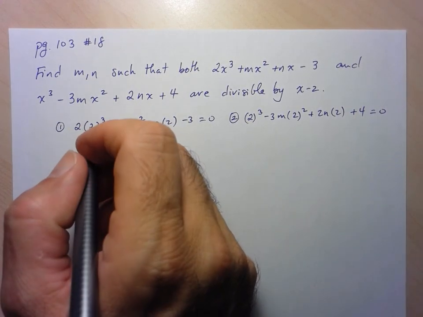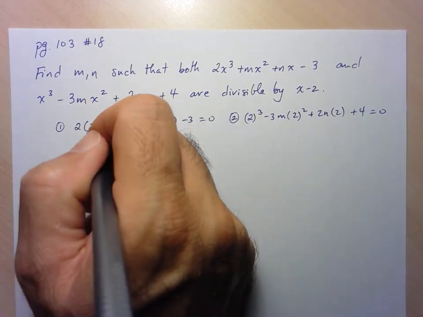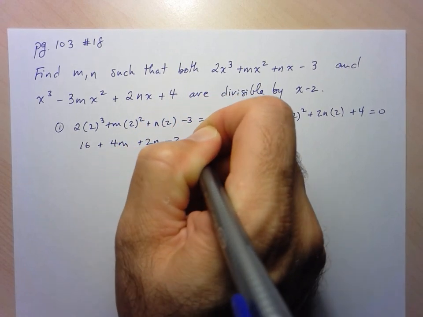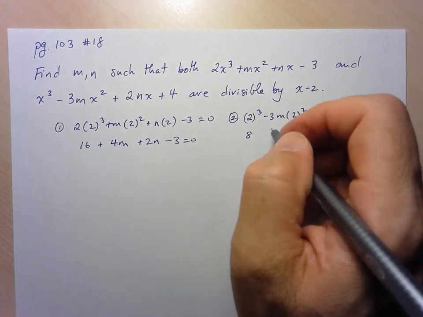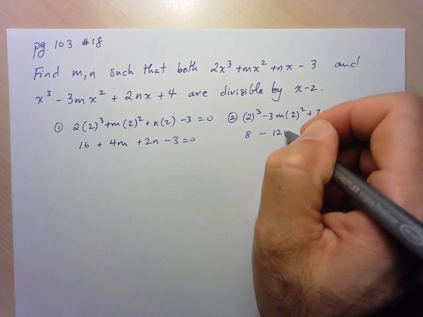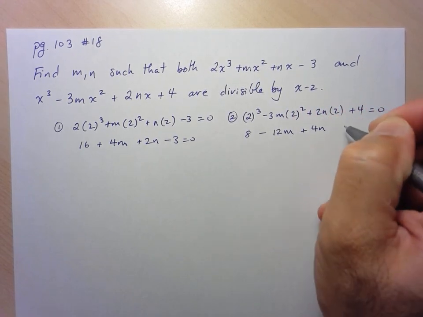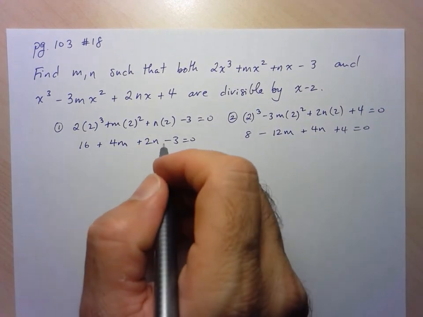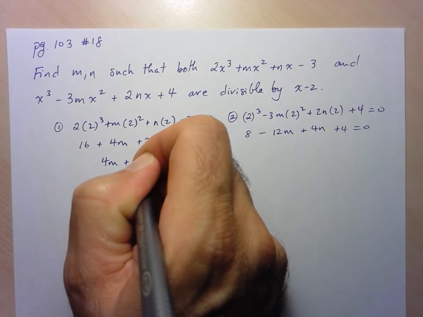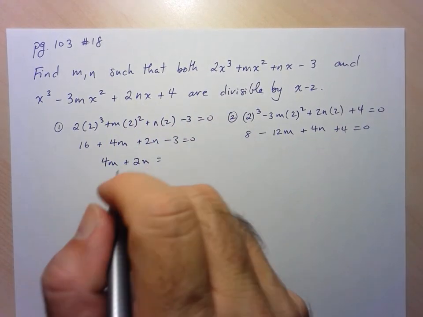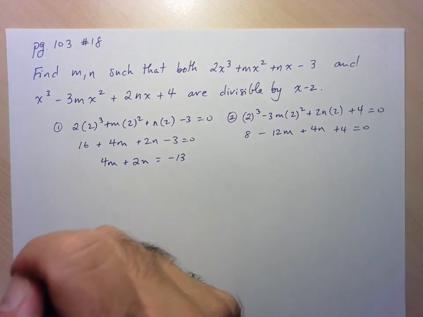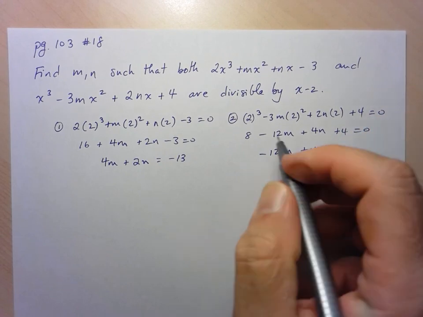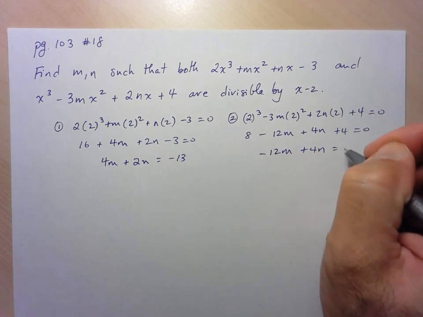Okay, so here what do we have? We have 8 times 2 is 16 plus 4m plus 2n minus 3 equals 0. And here we've got 8 minus 4 times 3 is 12m plus 4n plus 4 equals 0. So again, let's keep cleaning this up. So here I'll keep the 4m and 2n on the left side, and 16 minus 3 is 13. Bring that to the other side, negative 13. And here we've got negative 12m plus 4n, and here 8 plus 4 is 12. Bring that to the other side, negative 12.